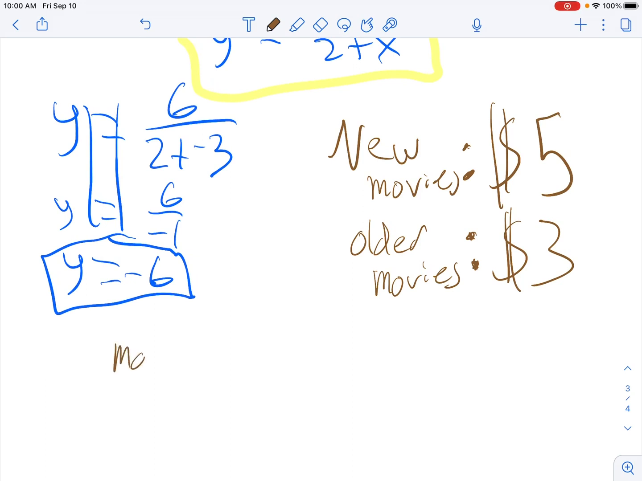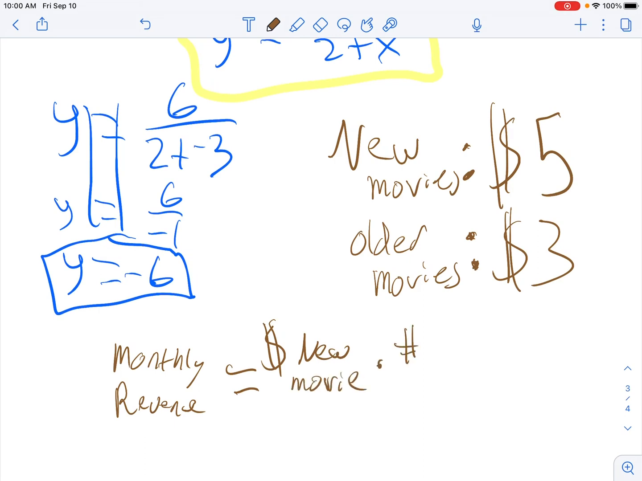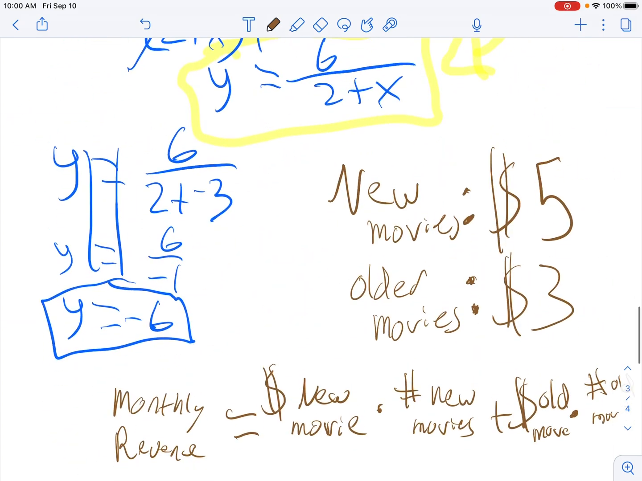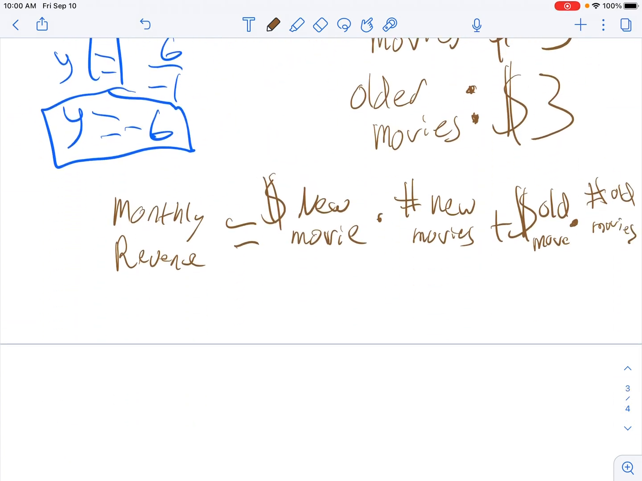Older movies are $3. So again, it's always good to kind of use a verbal model. So we're going to use our monthly revenue, how much we make total, equals the price of a new movie multiplied by the number of new movies rented plus the price of an old movie multiplied by the number of old movies. Running out of room here, but the number of old movies.